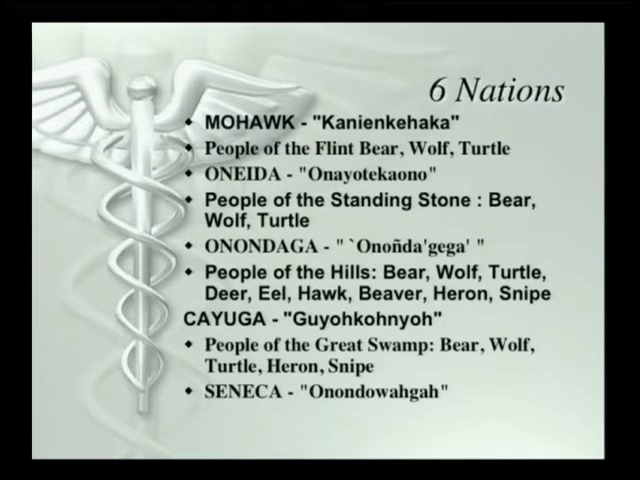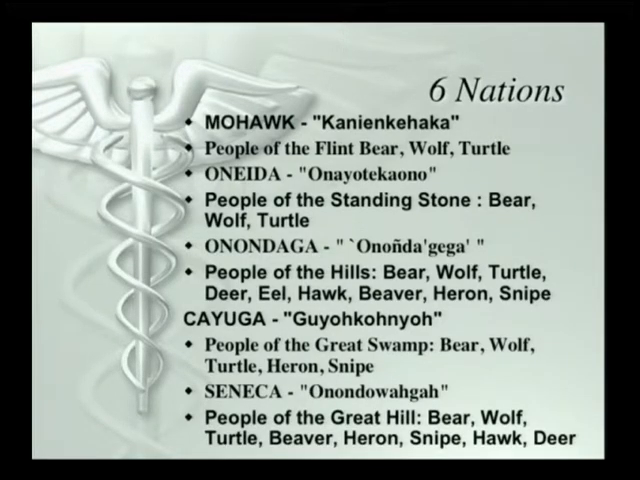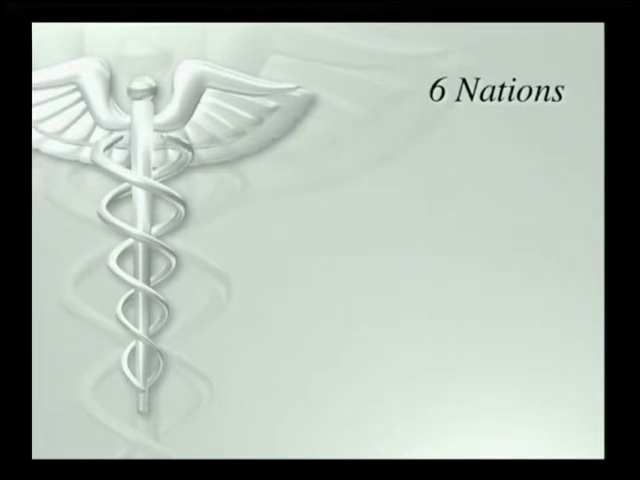Seneca, people of the Great Hill. Bear, wolf, turtle, beaver, heron, snipe, hawk, deer. So within the 6 nations, you can see that there's a scattering of all these different clans within all of them, which basically talks about not only common history, but intermarriage patterns, if you want to get into that, plus other aspects of the worldview.